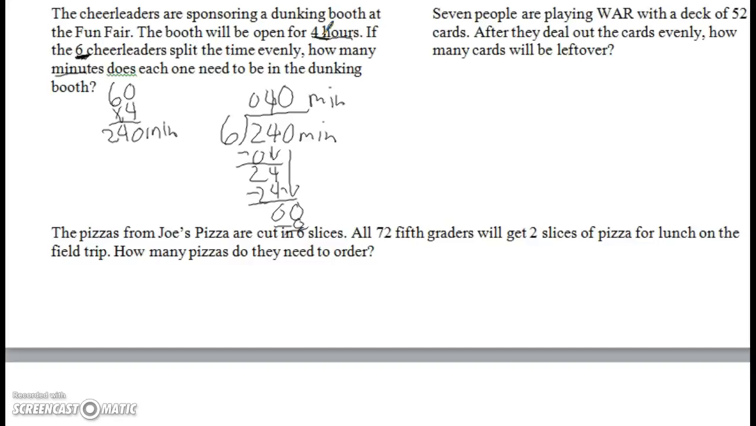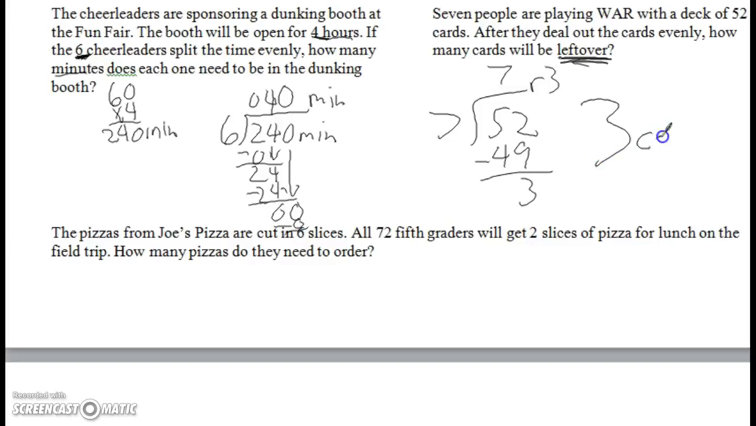7 people are playing war with a deck of 52 cards. After they deal out the cards, how many cards will be left over? So this time the leftover cards is going to be the important part. 7s in 52 is 7. That's 49. When I subtract, there's 7 remainder 3. 3 cards left over.